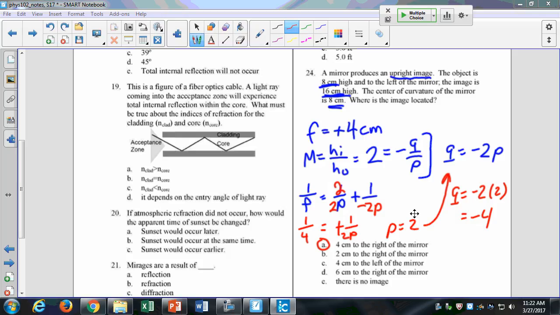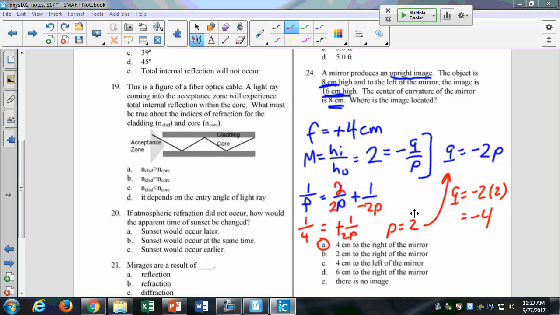And since it's concave, the focal length is plus 4. I got this because it told me the center of curvature is 8, and the focal point is half the center of curvature. So half of 8 is 4, plus 4 because it's a concave mirror. Now I have two equations, this one and this one, and I have to substitute one into the other in order to solve it, because I don't know either Q or P. So I take this and I say Q is equal to negative 2P.